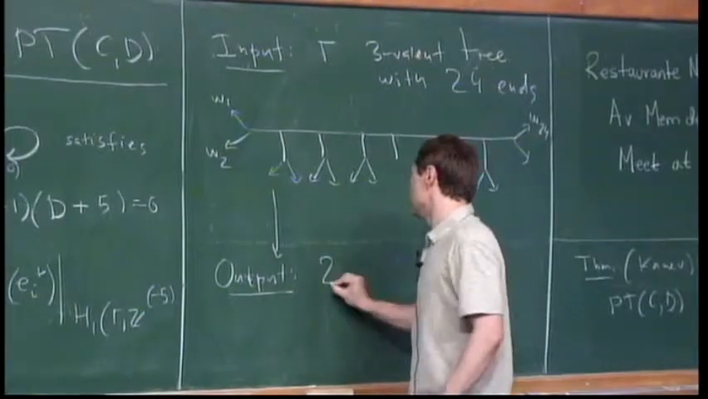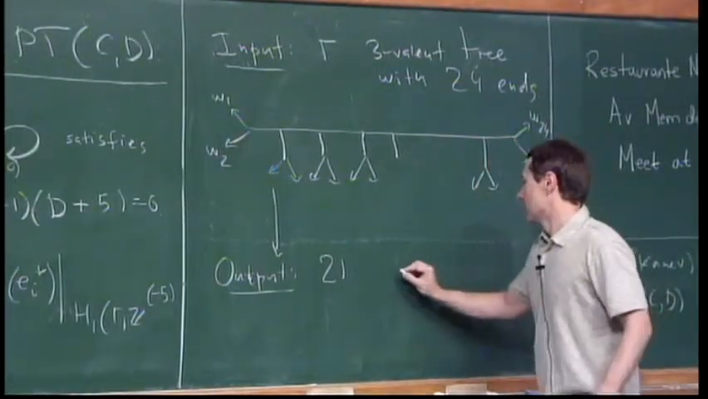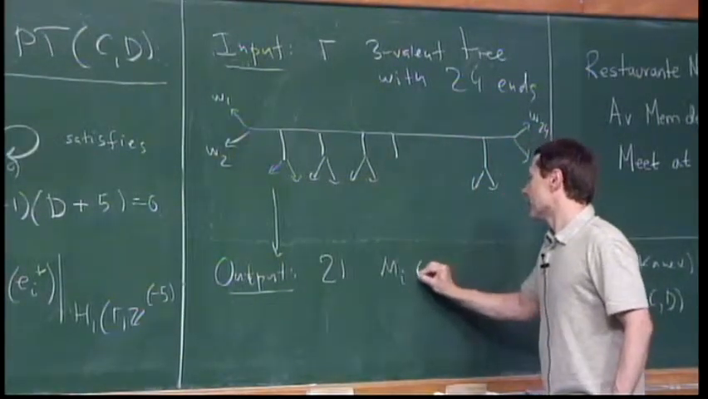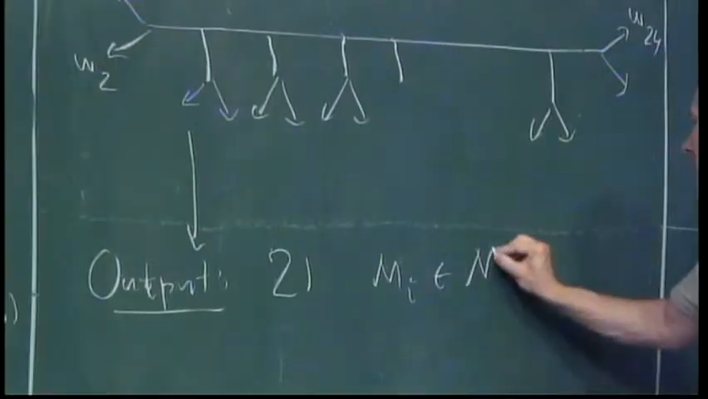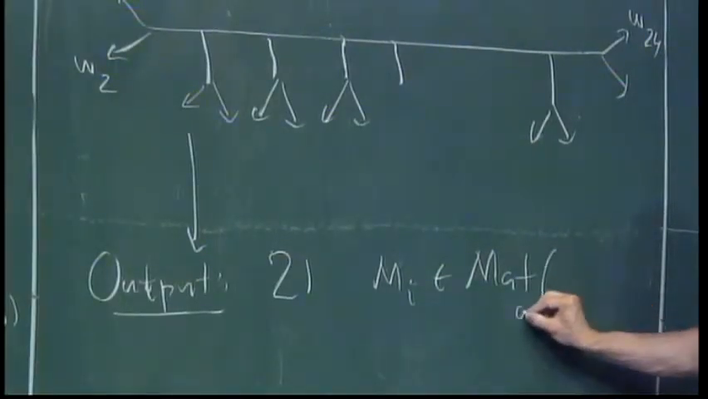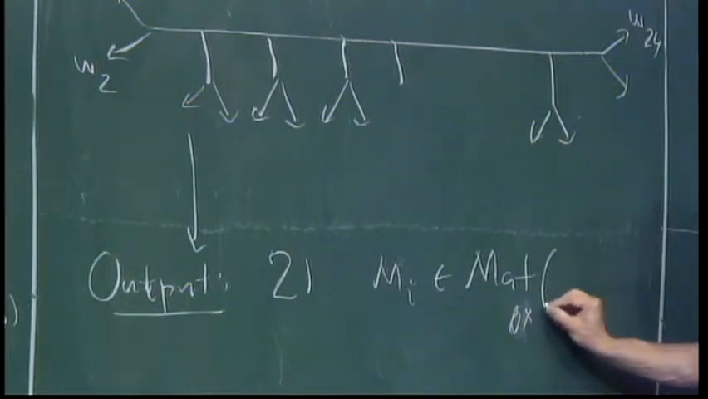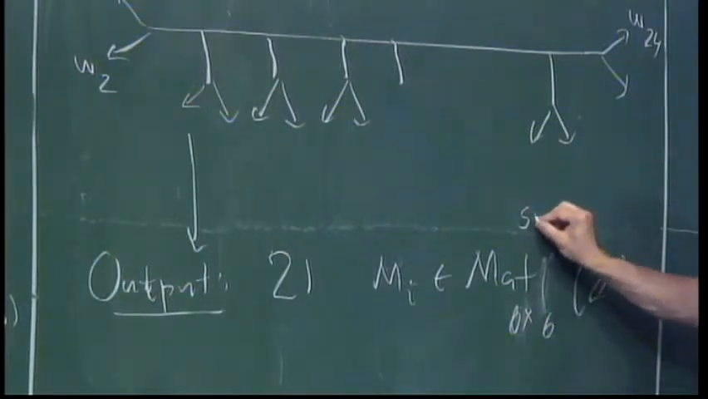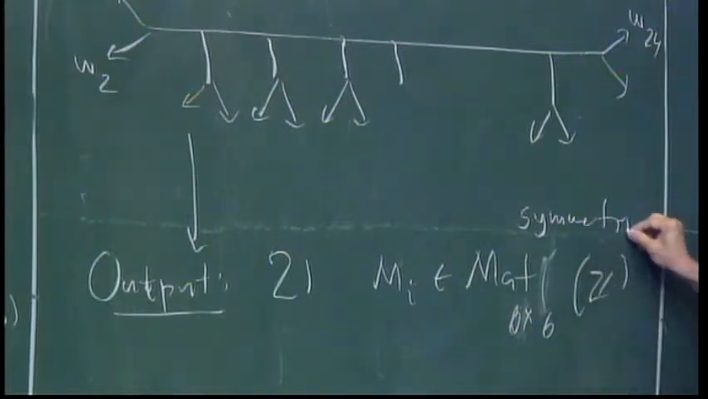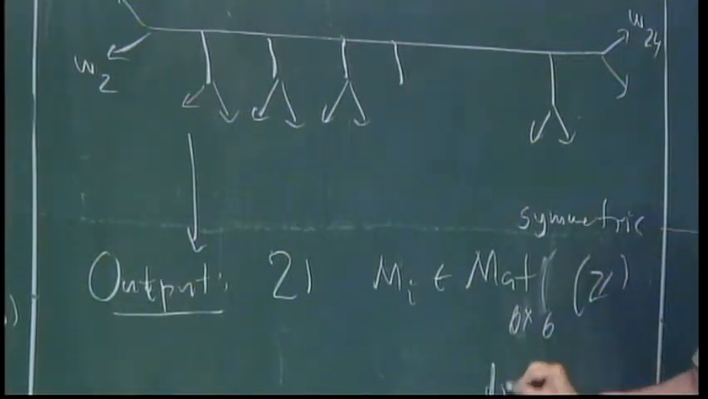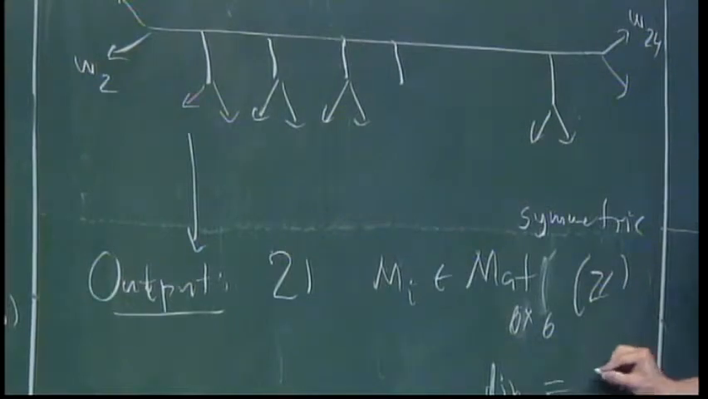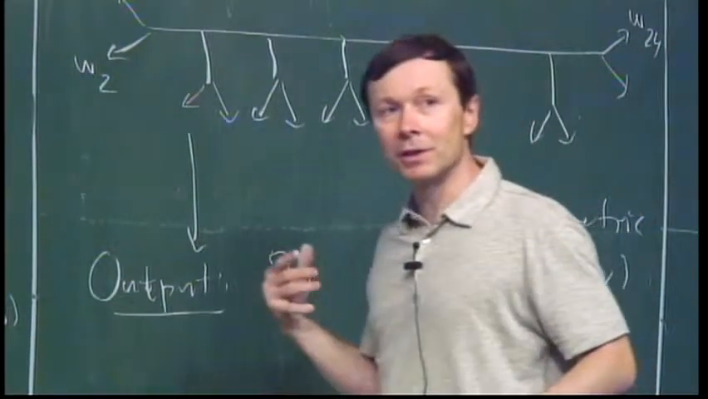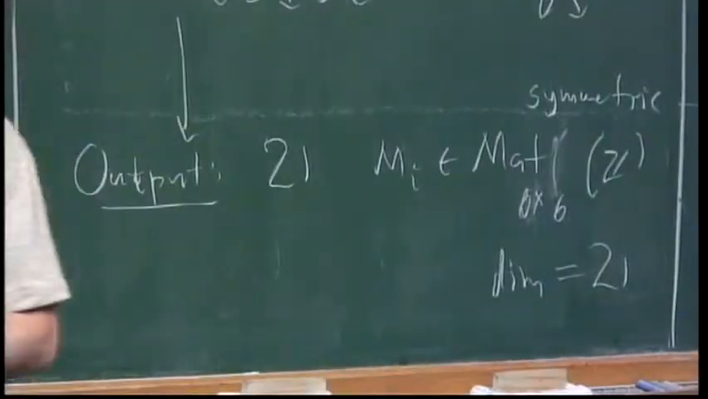you have 21 matrices M_i in symmetric 6 by 6, symmetric. And so the dimension here, the rank of this lattice is also 21. And so you have 21 matrices in a 21-dimensional vector space.